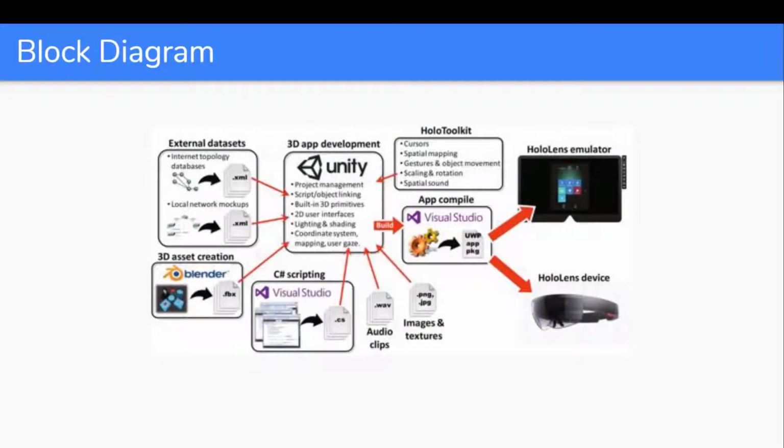So this is the basic block diagram for our project, and it includes various components like a 3D asset creation tool like Blender, Visual Studio, audio clips, and images and textures, external data sets, mixed reality toolkit, also the HoloLens toolkit, and the most important component of them all is a 3D app development platform called Unity. So I'll brief about the Unity engine.